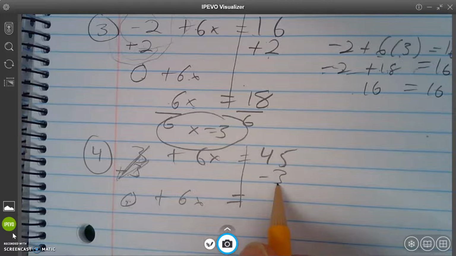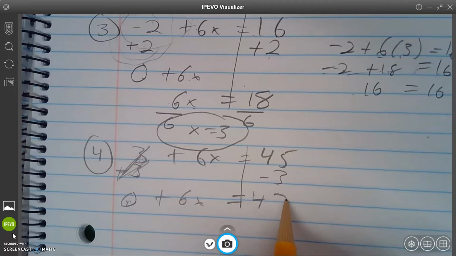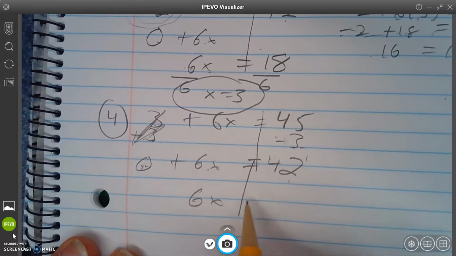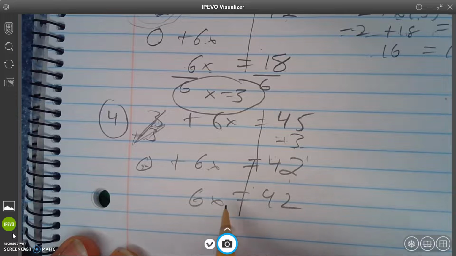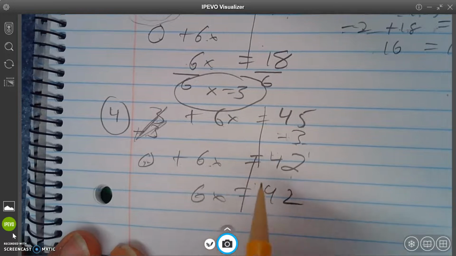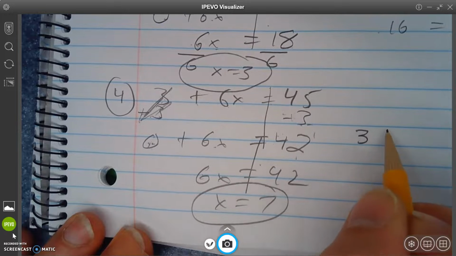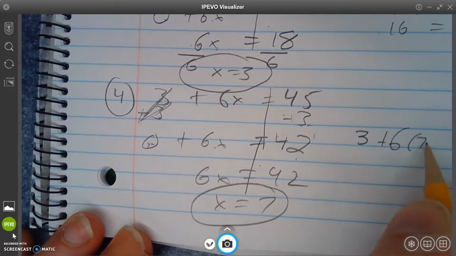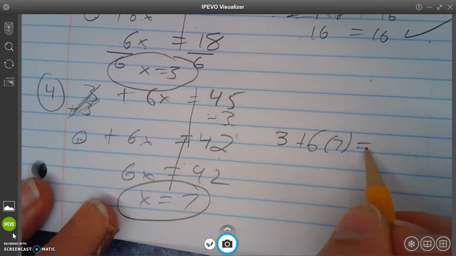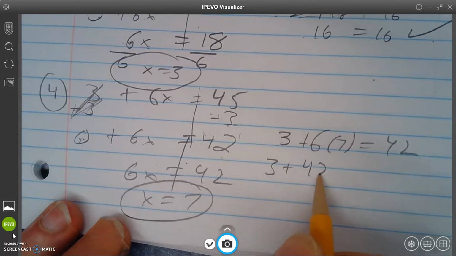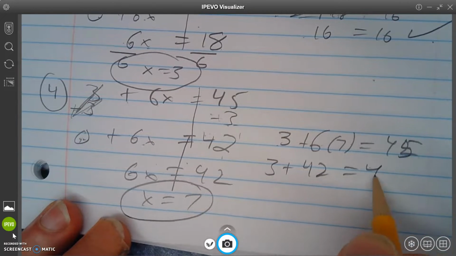45 minus 3 is 42. Because 5 minus 3 is 2. 4 minus nothing in the tens place is 4. 6x plus 0 is 6x equals 42. 6 times what is 42? Yes, 7. Check time. 6 times 7 equals 42. 3 plus 42, 45 equals 45.